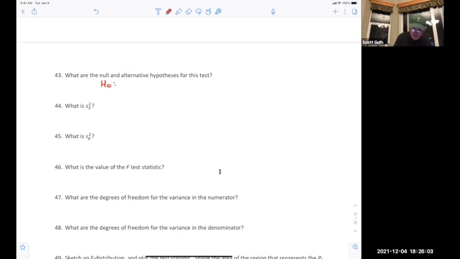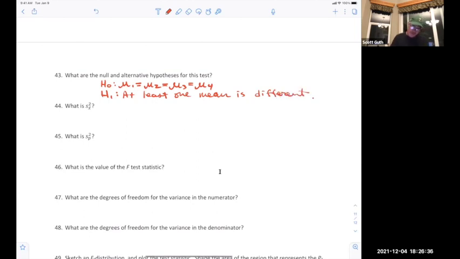is that the mean weight is the same for all four types of boxes. You can just keep it simple and say that all the means are the same. Okay, four means, we're testing them all at once. The alternative, they don't all have to be different. You just need one to be different to make this untrue. So we just say at least one mean is different.